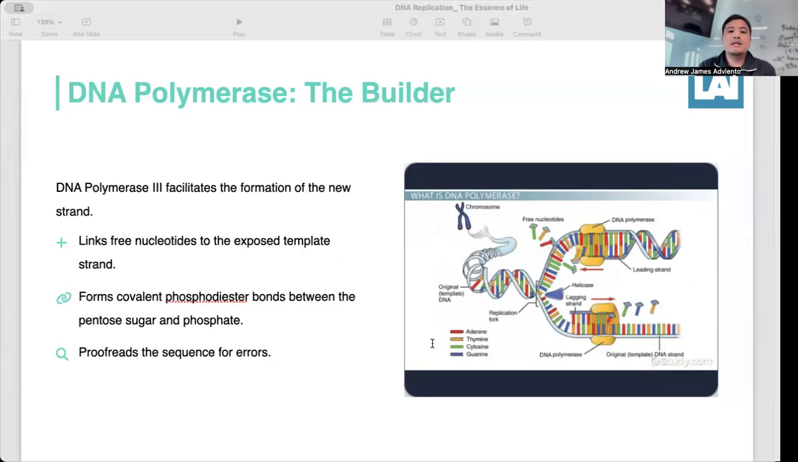Next is DNA polymerase, which is what we call the builder. Once the strands are open, DNA polymerase steps in. It grabs free-floating nucleotides from the surroundings and matches them to the template. Crucially, it creates the covalent phosphodiester bonds that form the sturdy backbone of the new strand.